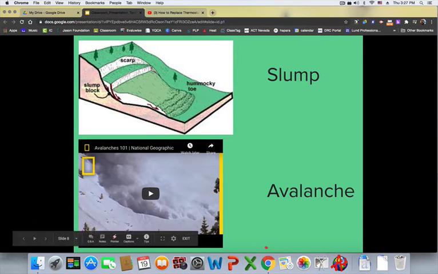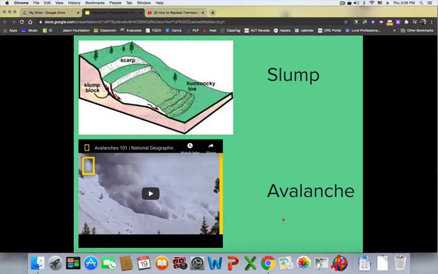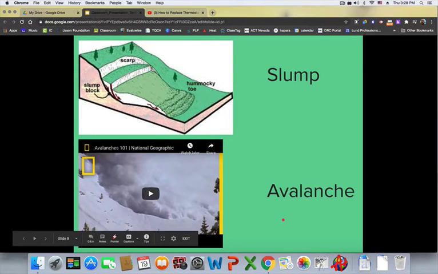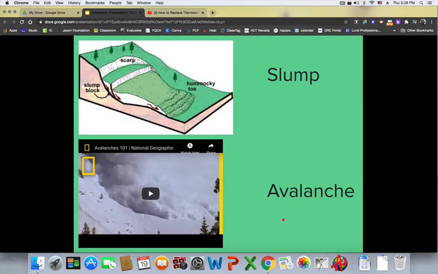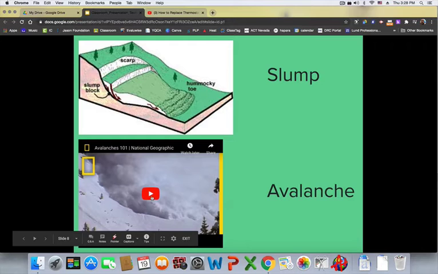And then the last one that I want to show you here is avalanches. You might think, what is this doing in this section here? This is avalanches, snow moving, right? But it's still a mass movement of material. It's going to be moving snow and trees and rocks and boulders and all kinds of things that go along with it. So we'll watch this little video of an avalanche.